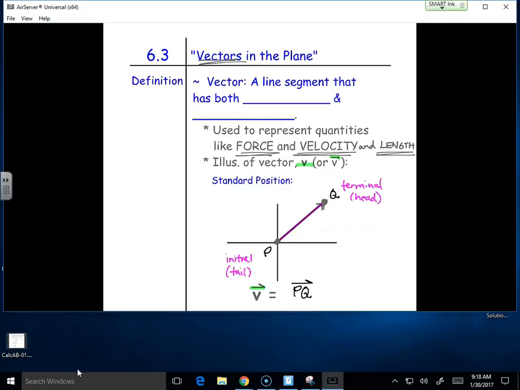You can think the tail is behind. If the arrow is up here, the tail is down here. Or think about a comet going this way: where would the tail of the comet be? Behind it. So the initial point is called the tail, the terminal point is called the head, and we can talk about vectors either with one single lowercase letter, or with its points. Alright, cool kids, I'll stop there.